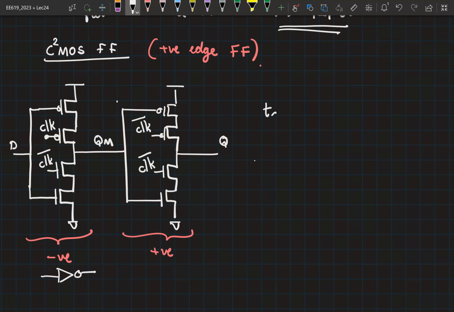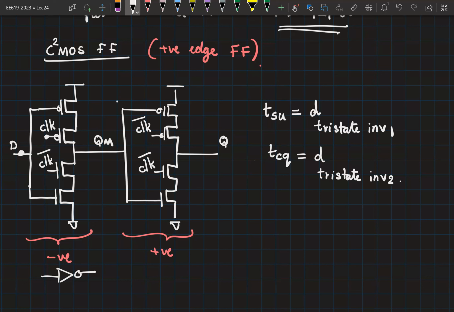So what should be the setup time? Delay of the first tri-state inverter, right? This is the time it takes for the data to propagate from D to QM. So this is the delay of, let's say, tri-state inverter 1. What about the clock to Q delay? Delay of the tri-state inverter 2. So you can think about what the whole time should be. We will anyways now revise it based on the clock skew values present.